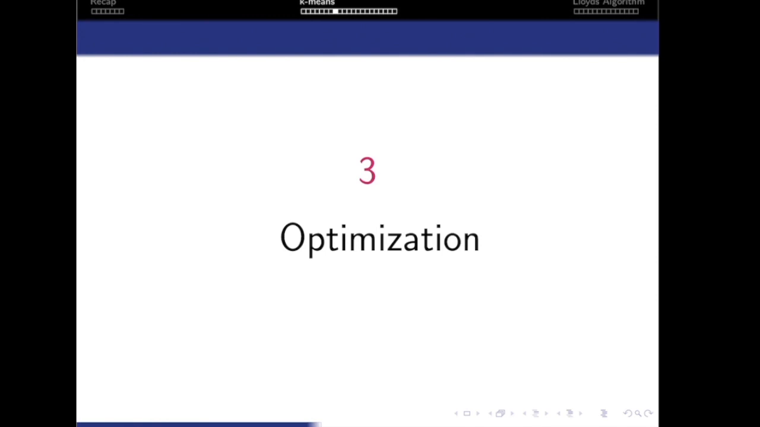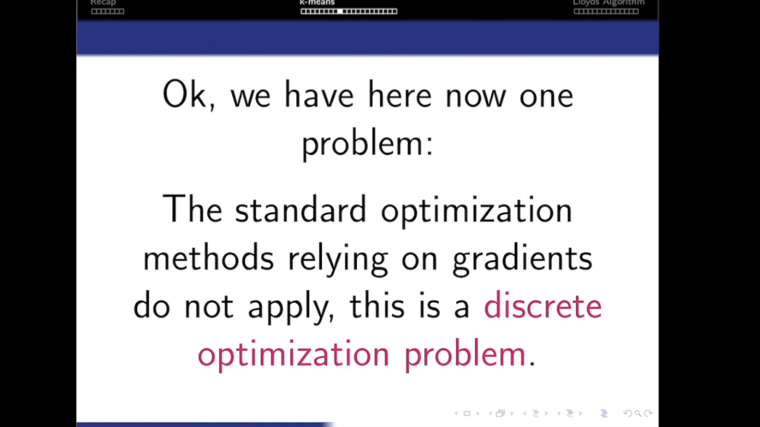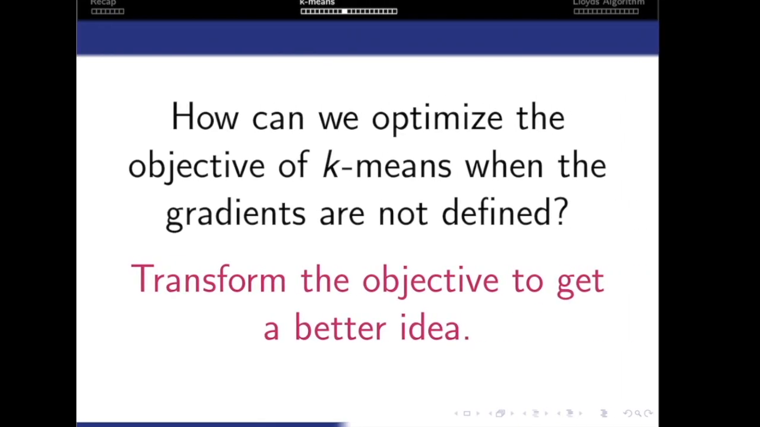Now the question is, how can we optimize this? And we have a problem here: the standard optimization methods which we have used so far in this lecture do not apply. We cannot use them because we have a discrete optimization problem. We're minimizing over a partition, so we want to find the best partition, and we cannot compute the gradient of a partition. So how can we optimize the objective of k-means when the gradients are not defined? What we do now is transform the objective to get a better idea how to approach this problem.